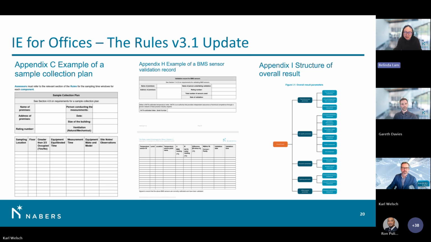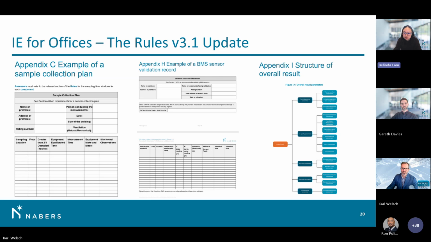As you might be aware, Appendix C previously had a table which included examples of the timing windows to collect samples, which have been mentioned throughout the rules. This has been removed as it was causing a bit of confusion, and it's now an example of a sample collection plan to align with the requirements that we set out in section 4.8.